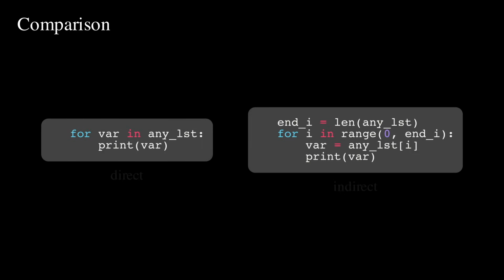So let's take a moment to compare and contrast between the two strategies of looping. In the direct method on the left, the loop variable var directly binds to the element and we can use it immediately. On the right, the indirect method, we're looping over a sequence of numbers. The loop variable i only binds to an integer, and then we use the integer as the index to access the corresponding element. So this one here is a two-step process.